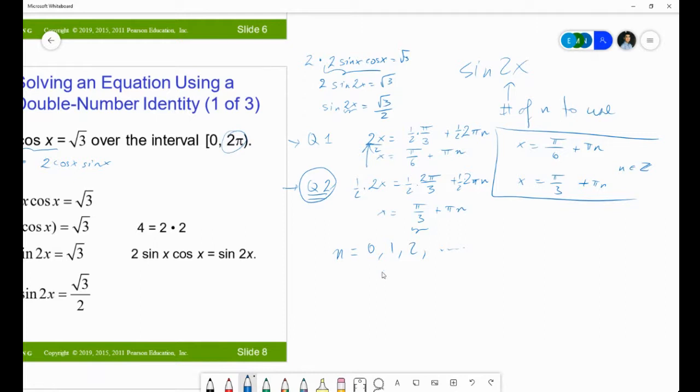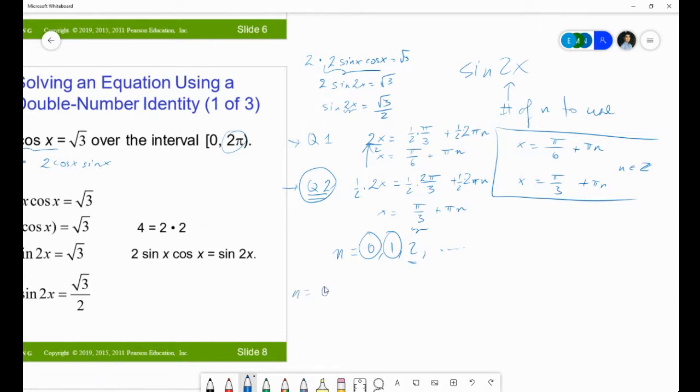So remember that n starts at 0. That means I need to use 0 and 1. That is 2 values of n I'm going to use. I'm not using n equals 2. I'm using 2 values of n. That's different, because n starts at 0. All right, so let's try it and show you why.